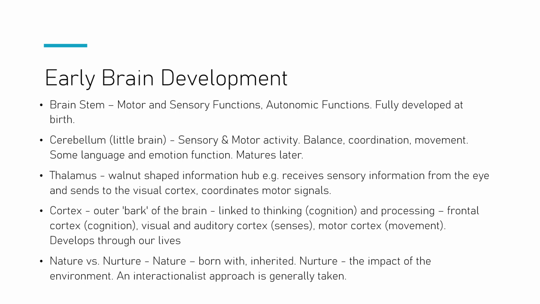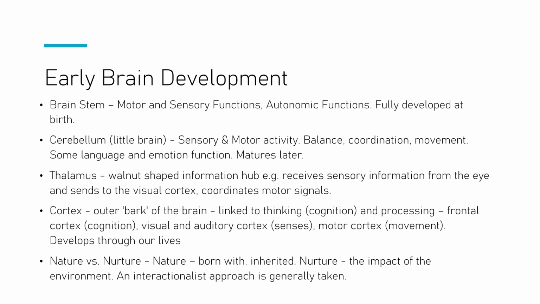The final part looking at brain development is the idea you have to have an understanding of the difference between nature and nurture. So nature being what we're born with, what's inherited, our genetic code, and then nurture, the impact of the environment. And this can be tested using twin studies.